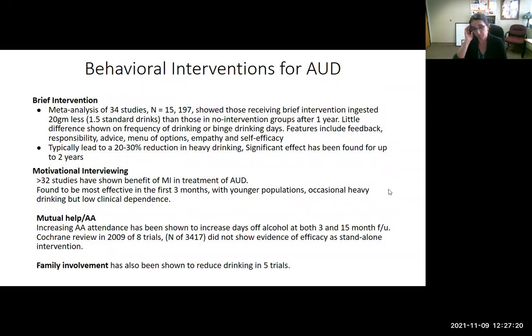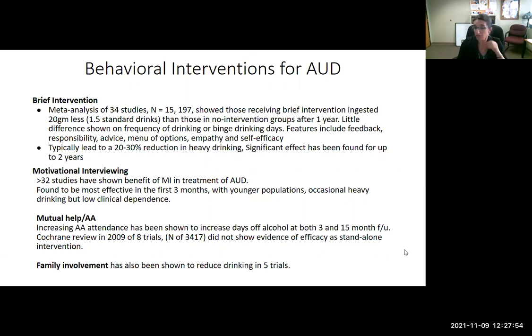And then just in the last couple minutes, talk about some behavioral interventions for alcohol use disorder. So brief intervention has a large body of evidence. There's a meta-analysis of 34 studies, upwards of 15,000 participants, that showed that those receiving brief intervention ingested 20 grams less than those in the non-intervention group after a year, so over a fairly large amount of time. And there was little difference shown on the frequency of drinking or binge drinking days.